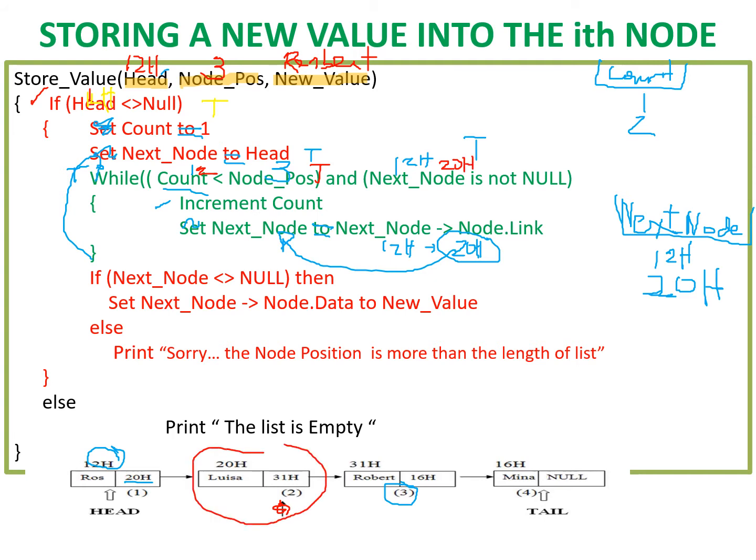20h is not null, so true. Again, we're going to increment count, so count is 3. And then, set next node to next node referencing to node.link.